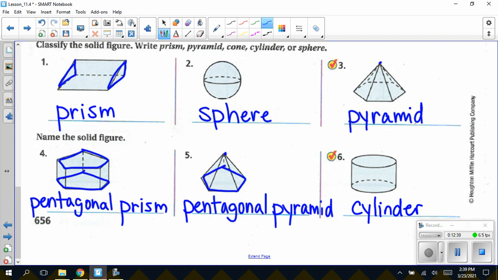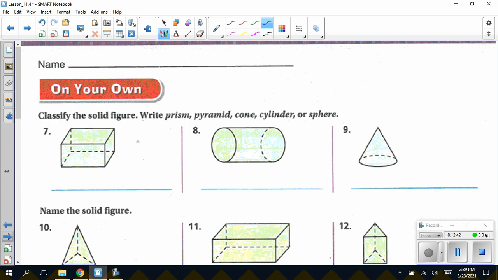Moving on to the next page. On your own, try to classify 7 through 12. Remember, for 7, 8, and 9, you just need to give the basic classification. And then for 10, 11, 12, give the actual name. So number 7, you have a prism, it has 2 bases. Number 8 is a cylinder. And number 9 is a cone.